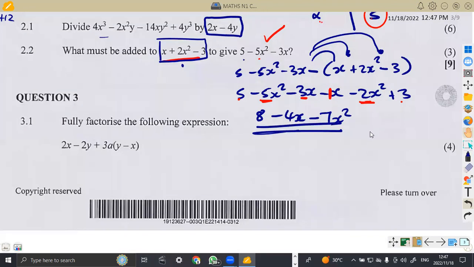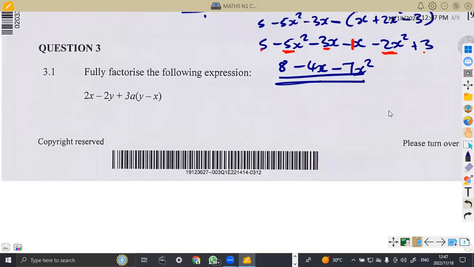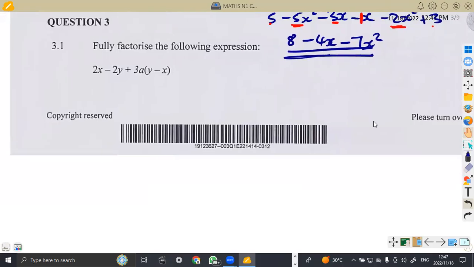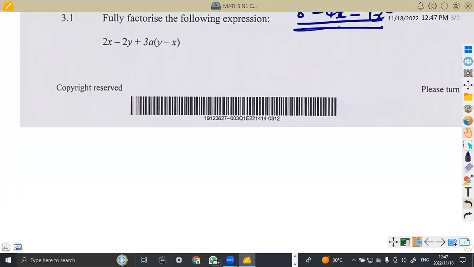All right, question 3, fully factorize the following expression. Let's just write this down, our expression. That was 2x minus 2y. The first thing was to expand this bracket, as you can see, guys, or we can just leave it like that, plus 3a into y minus x. If you don't want to expand, then leave it like that. But I want you to see something.